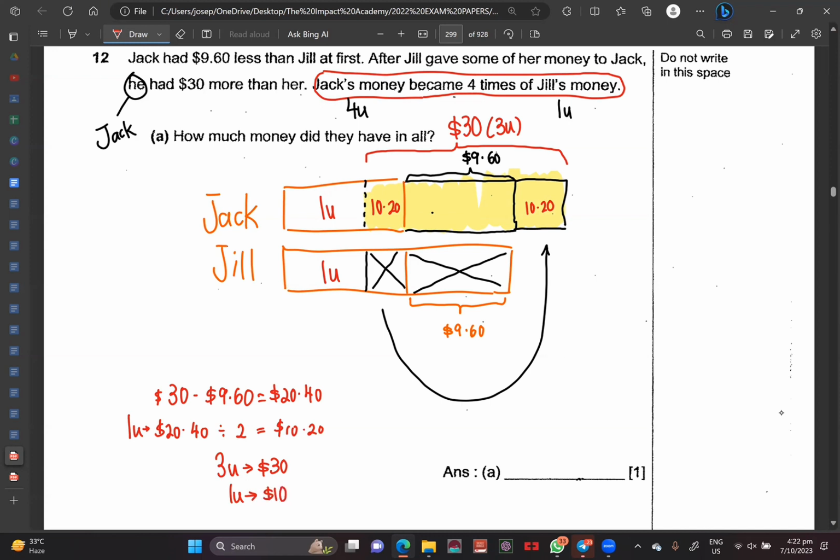Question says, how much money did they have in all? You realize this is just internal transfer, isn't it? Jack gives to Jill, Jill gives to Jack, blah, blah, blah. You get what I'm trying to say? Or Jill gives to Jack in this situation. So therefore, my total will not change. So that means to say, all I need to do, to find out what the total amount of money they have, I will just have to find 5 units. How did I get 5 units? Because I know Jack is 4 units, Jill is 1 unit. So I'll just add them up together. Agree? So that's the reason why your answer for this question has to be $50.